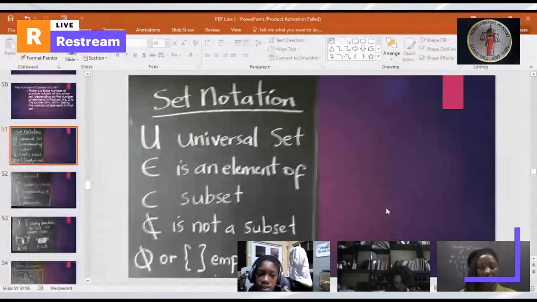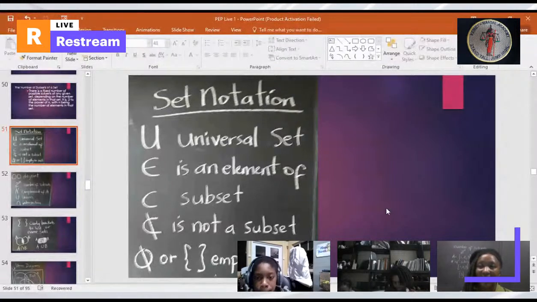Set notation. U is for universal set. E is an element of. P is a subset. U with a slash in it is not a subset. 0 with a slash in it or curly brackets with nothing in it is an empty set, or null set. All right, so set notation are the group of symbols that we use in sets to represent or to express ideas about the set.